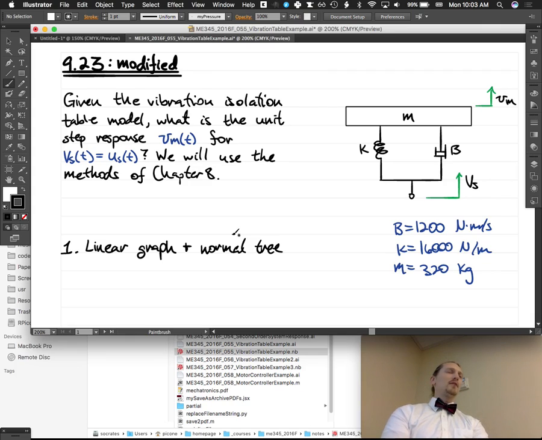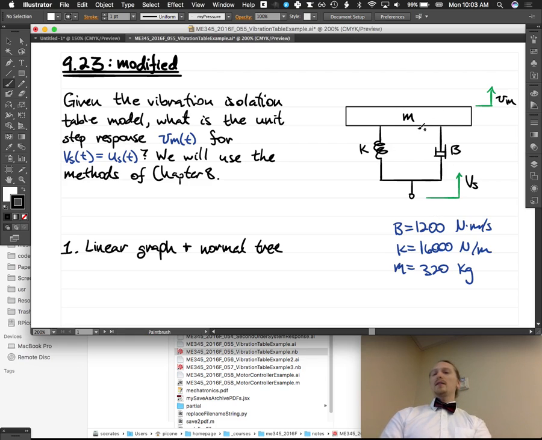So this is actually problem 9.23 in your textbook. Notice it's in Chapter 9. We're going to use Chapter 8 methods because that's totally valid. Given the vibration isolation table model right here, what is the unit step response of the velocity of the mass for a unit step input of the base here? We will use methods of Chapter 8.